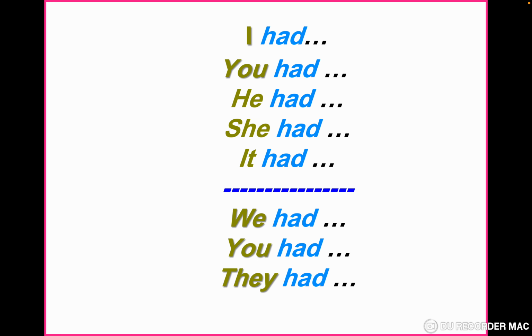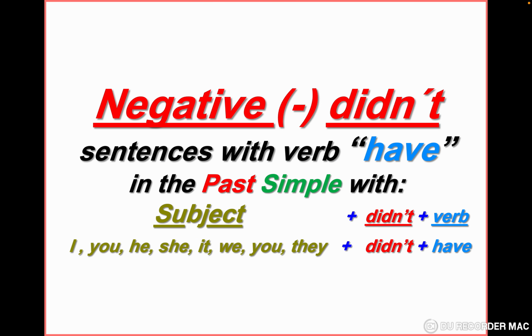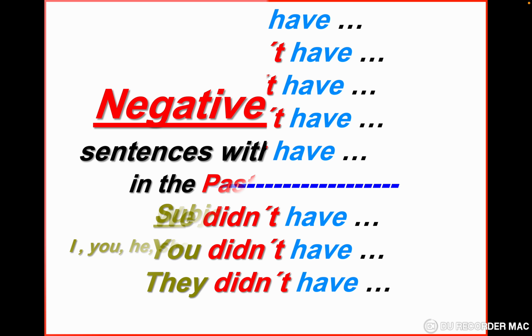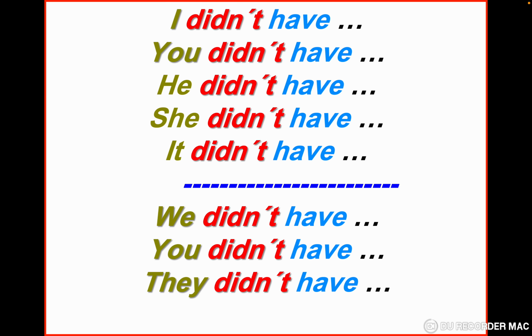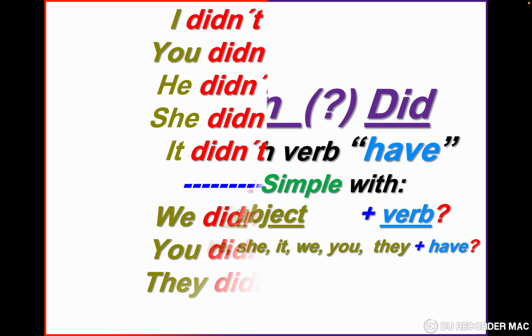But look, let's see the negative. In the negative, we have I didn't have. If you write I didn't had, it's not correct. So I didn't have, you didn't have, he didn't have, she didn't have, it didn't have, we didn't have, you didn't have, they didn't have.